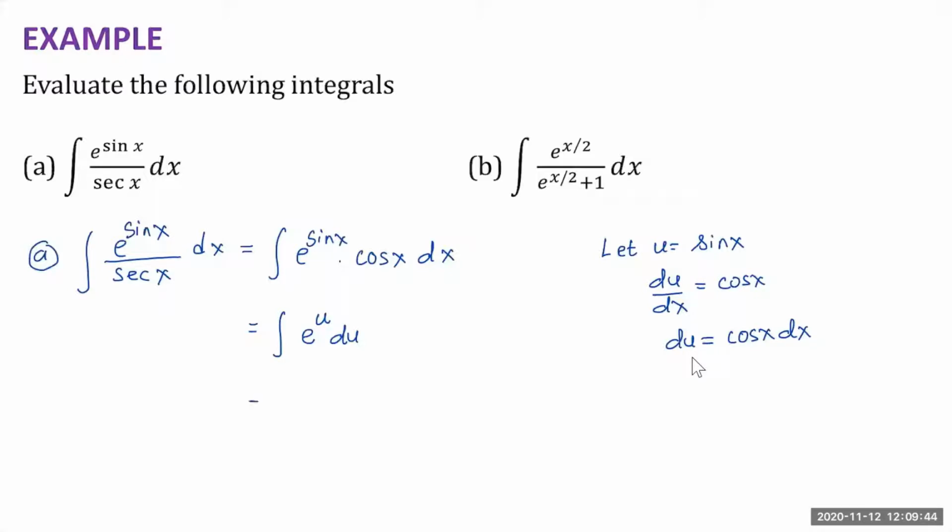Now it is easy to integrate. Integration of e raised to u is e raised to u plus c. So that is my answer in terms of u. All I need to do is substitute back the value of u, where u is sine x. So it will be e raised to sine x plus c. That means the integration of e raised to sine x over secant x with respect to x is e raised to sine x plus c.